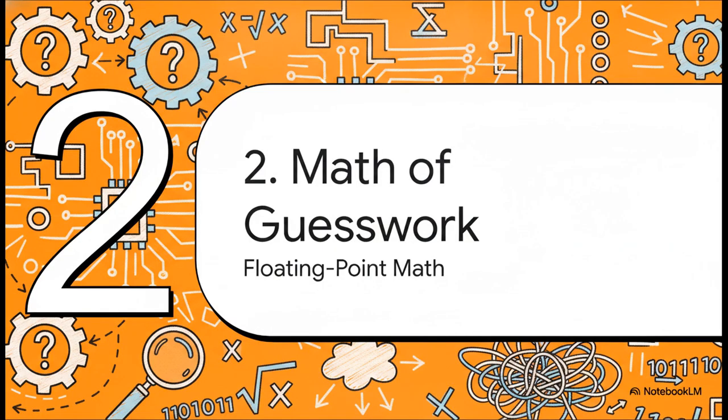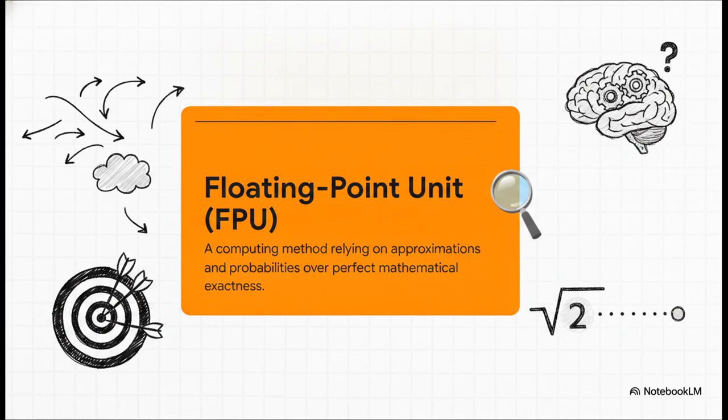Section 2. The math of guesswork. Okay, so the real culprit here is something called floating point math, which is processed by the FPU, or floating point unit, deep inside your computer. Now, without getting too bogged down in the computer science of it all, methods used by the FPU, like the Newton-Raphson method, inherently rely on approximations. When it's dealing with complex numbers, like, say, the square root of 2, the system doesn't actually calculate an exact truth. It basically guesses, gets super close, and says, good enough. It's fundamentally non-deterministic. That means if you run the exact same complex process multiple times, you might actually get microscopic variations. It completely relies on probability, not perfect mathematical exactness.